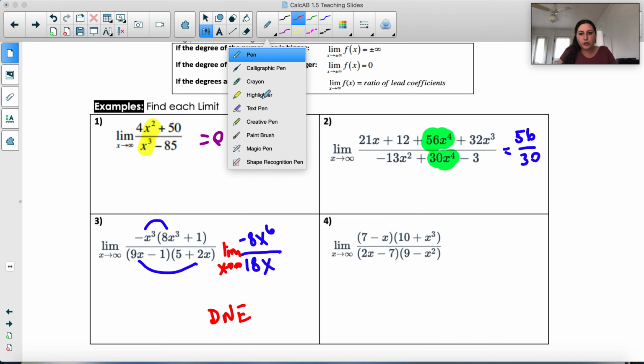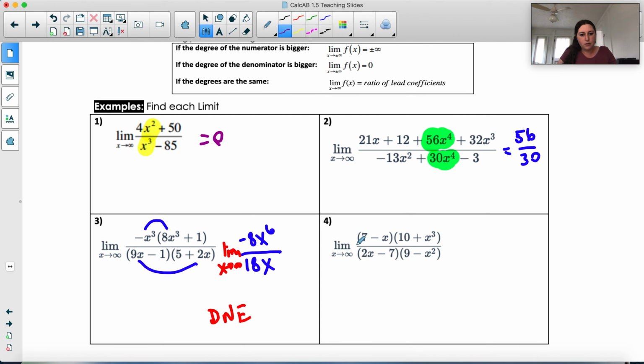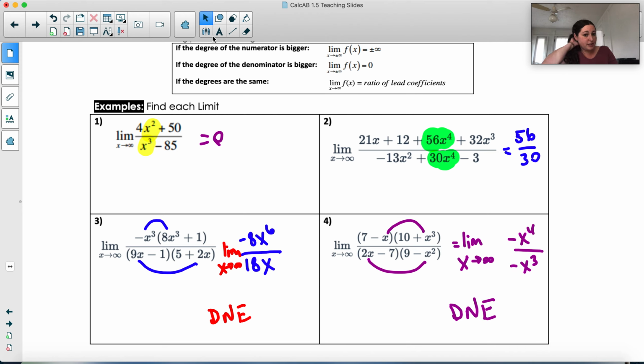Lastly, same idea. We want to find what's going to give us the biggest degree term. So negative x and x cubed will give us the biggest degree terms. This is the same thing as saying the limit as x approaches infinity of negative x to the fourth. And in the denominator, the biggest degree would be this one, which is negative x cubed. Since the degree on top is bigger, the limit does not exist. So again, you don't need to show a crazy amount of work. You just need to be able to identify the biggest degree at top and bottom and see which one's bigger.